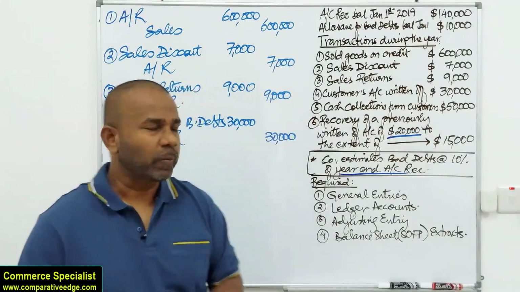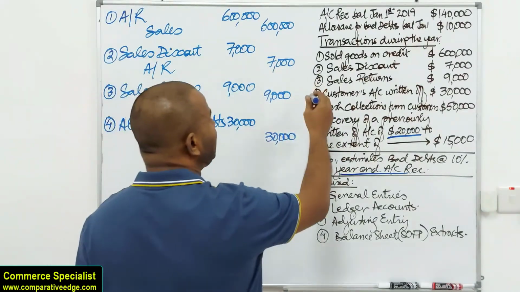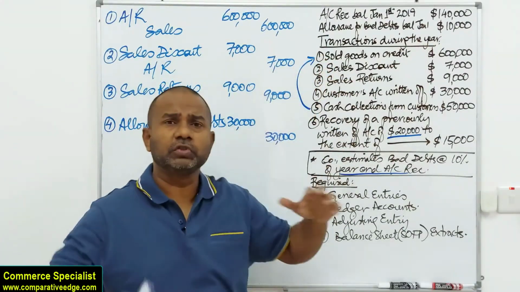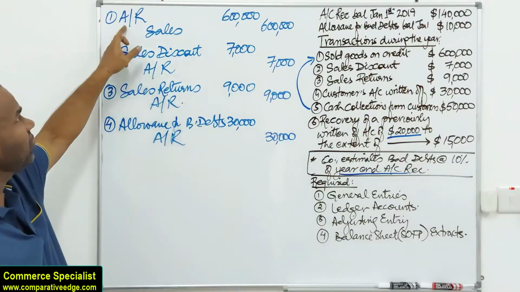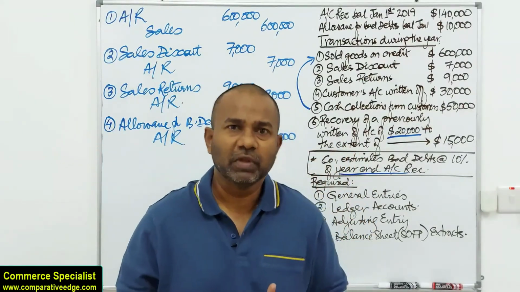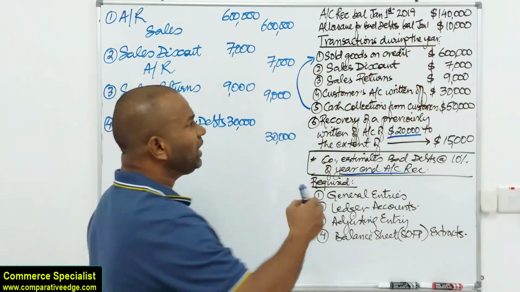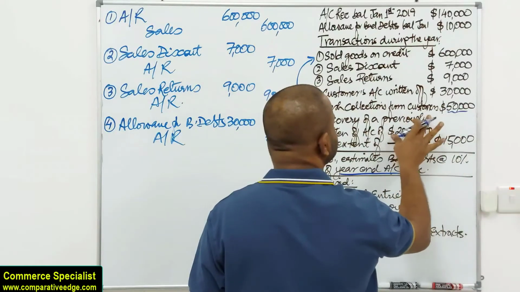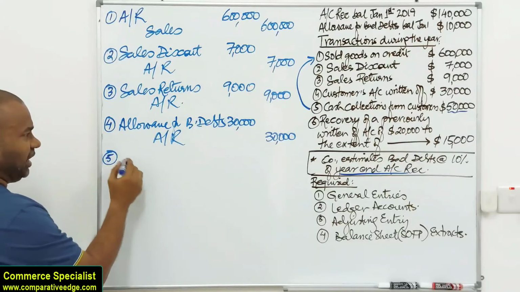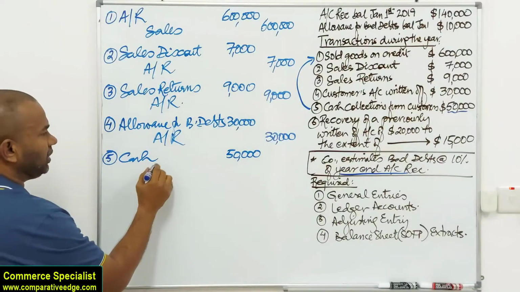Entry number 5 is cash collections. Now, entry number 5, you can simply connect it with entry number 1. When we sold goods on credit, the entry was account receivable debit, sales credit. Debiting account receivable means we have to receive money. And now in entry number 5, you are collecting the money. You're collecting 50,000. So if you're collecting money, cash is coming into the business, cash is an asset, cash debit, 50,000. And you credit account receivable.